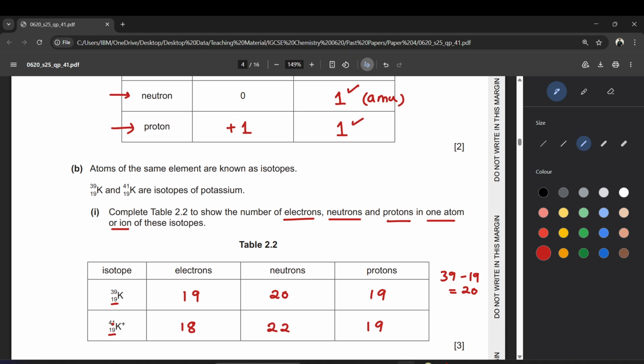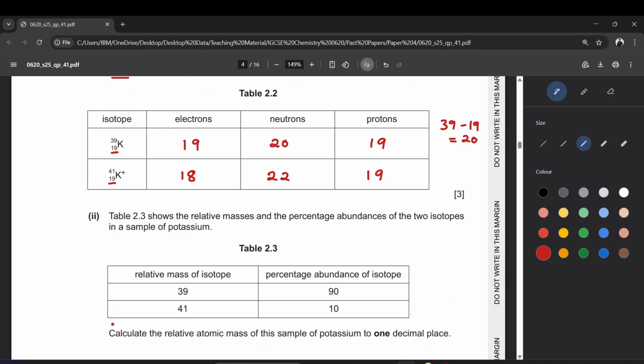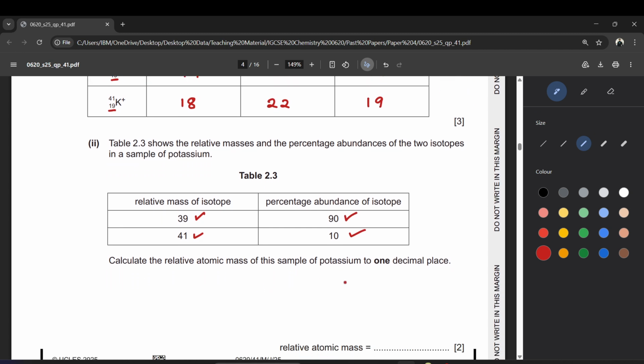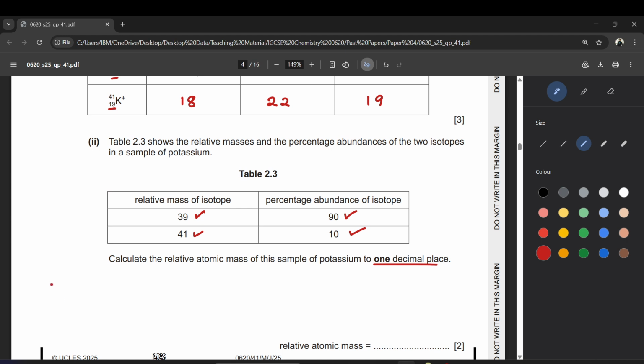All right. So let's move to the next one. Part 2 is table 2.3 shows the relative masses and the percentage abundances of the two isotopes in a sample of potassium. Relative mass of isotopes, so you have 39 and 41, and the percentage abundance is 90% and 10%. Calculate the relative atomic mass of this sample to one decimal place.